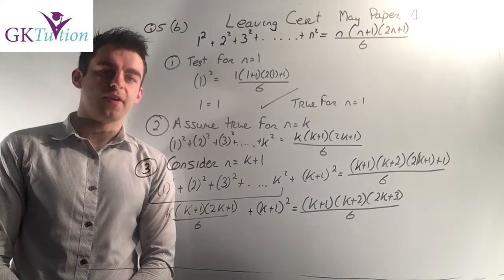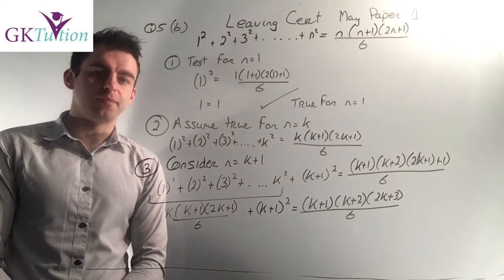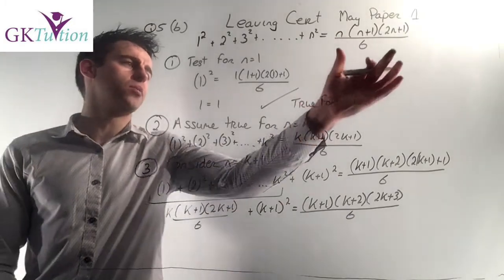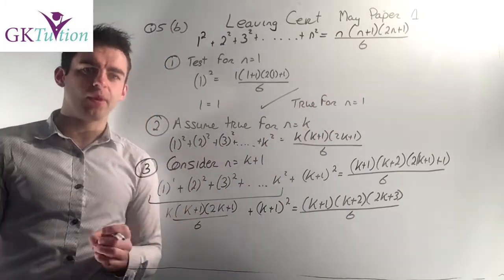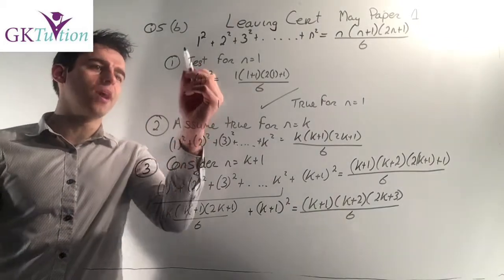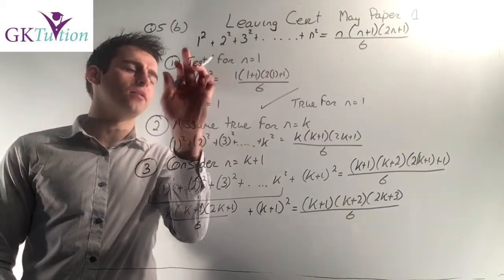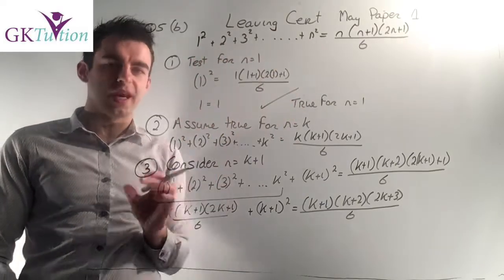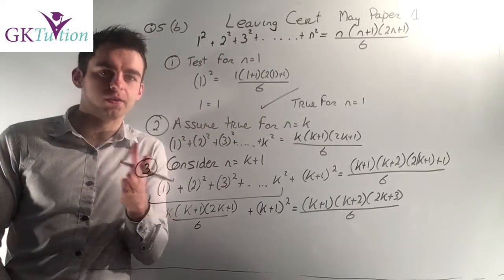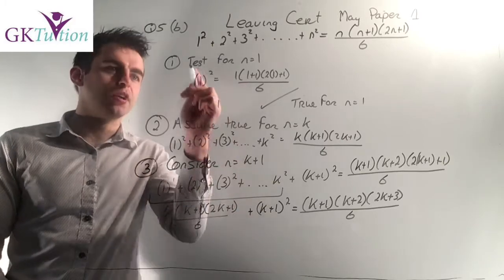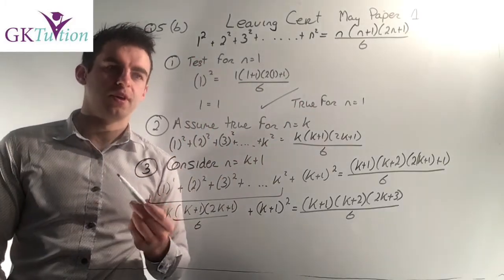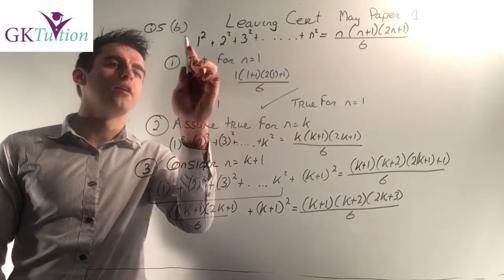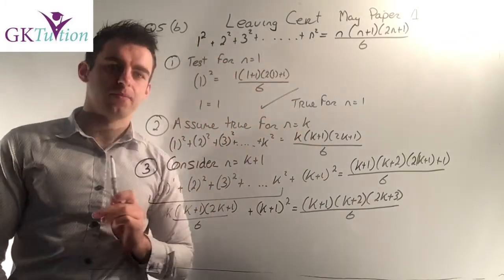Okay, for question 5 part B, we're asked to prove by induction the sum of the squares of the first n natural numbers is equal to this. Now just bear in mind, in the leaving cert, they don't have to give you that left-hand side. They don't have to say that they're actually talking about 1 squared plus 2 squared plus 3 squared the whole way up to n squared. If they just say the sum of the squares of the natural numbers, you need to be able to come up with that yourself. You square all the natural numbers and you add them together the whole way from 1 to n.